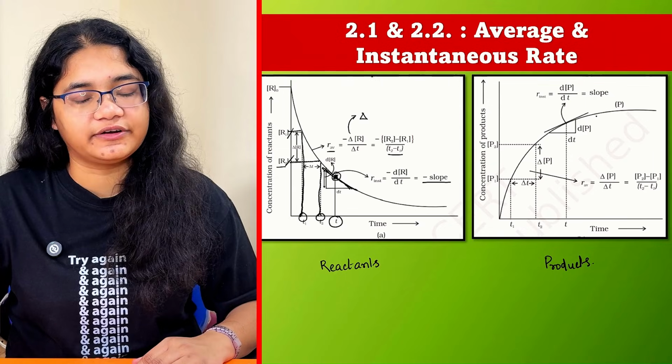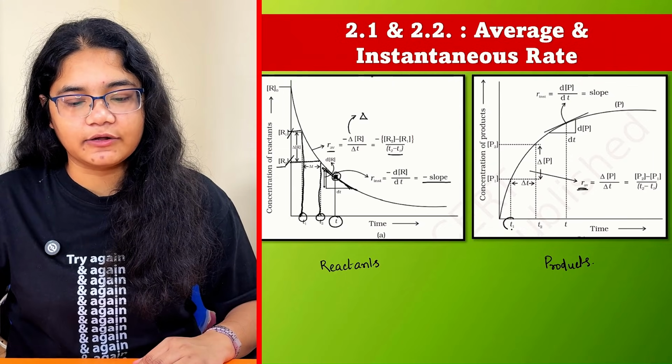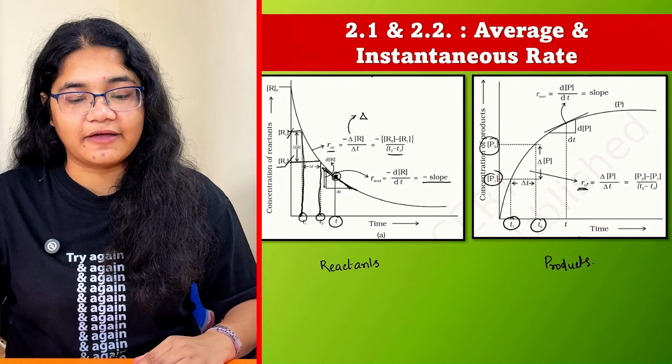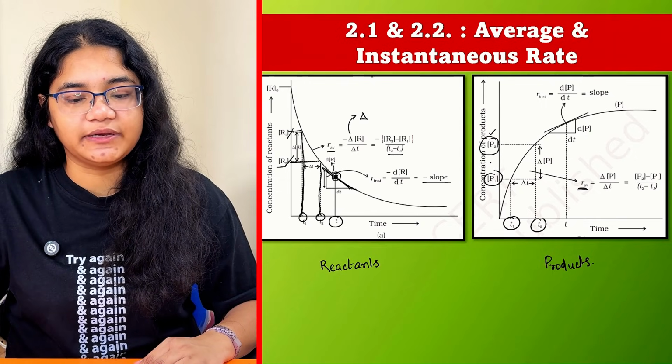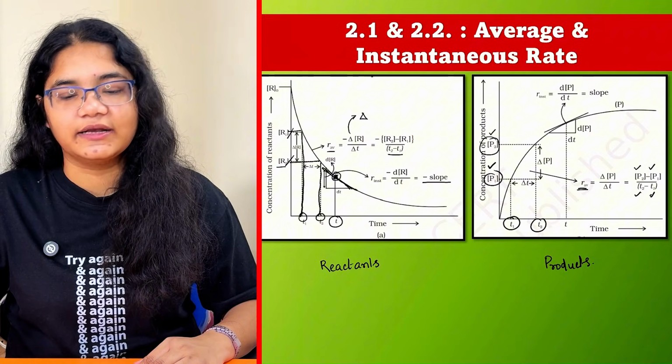Now the same thing we can do for products also. In products the concentration will increase. So if I want to calculate the average rate, I can take one particular interval T1 and T2, and suppose I have P1 and P2. So what is the value of the average rate? The final concentration is P2, the initial concentration is P1. So P2 minus P1 by T2 minus T1.